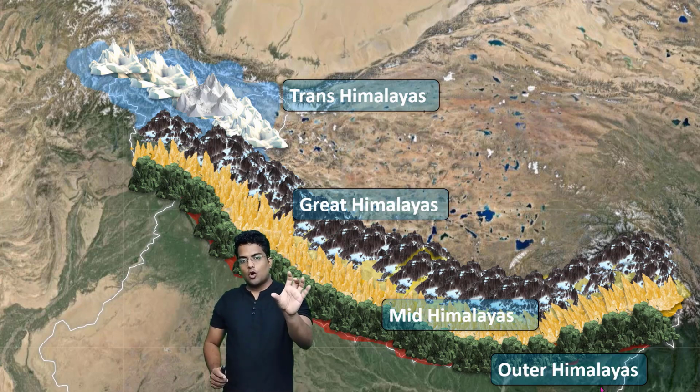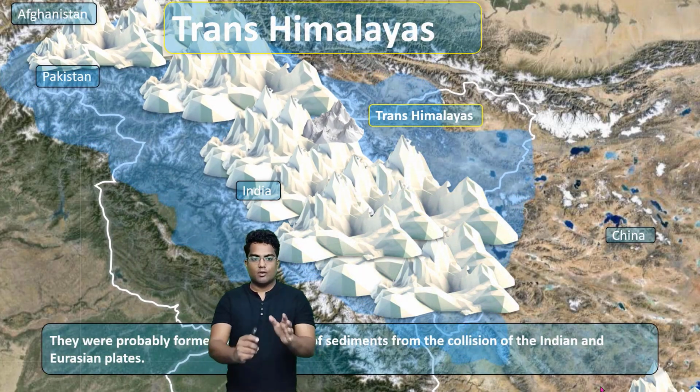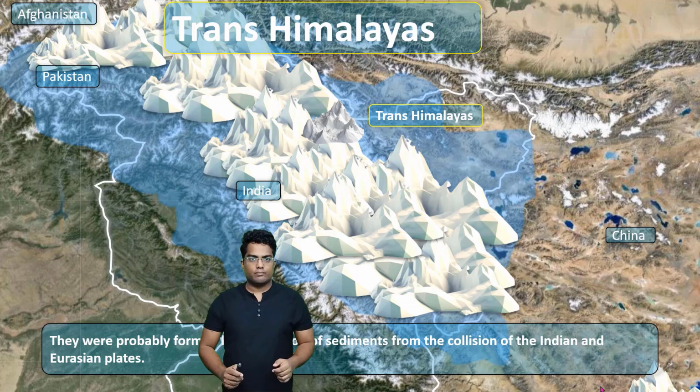Now, as you can see at the top, you have the Trans-Himalayas. So let's focus on the Trans-Himalayas. This type of Himalayas goes through the entirety of India, Afghanistan, Pakistan, and parts of China, essentially Tibet. So the Trans-Himalayas are located in Afghanistan, Pakistan, India, and China.